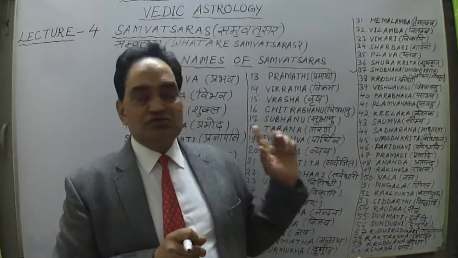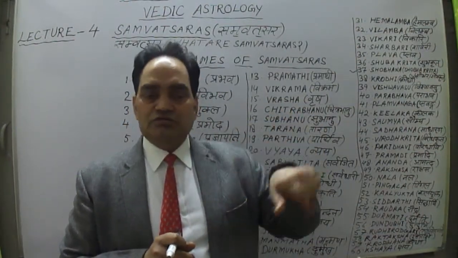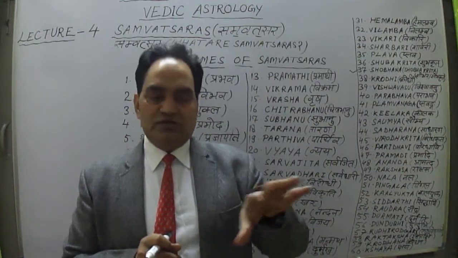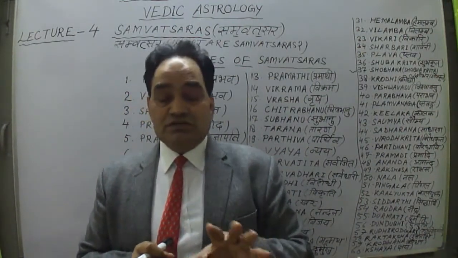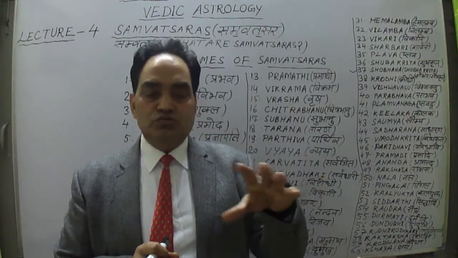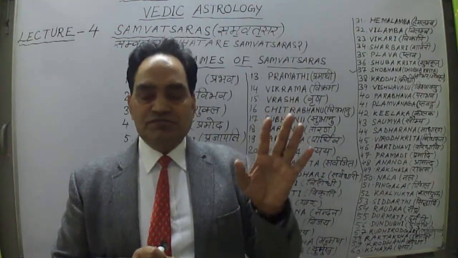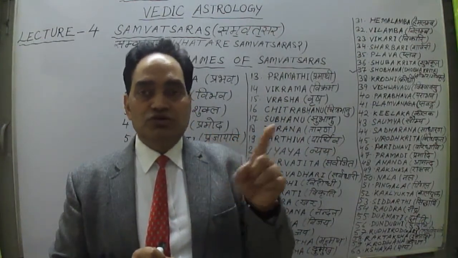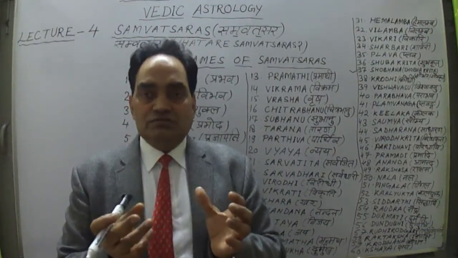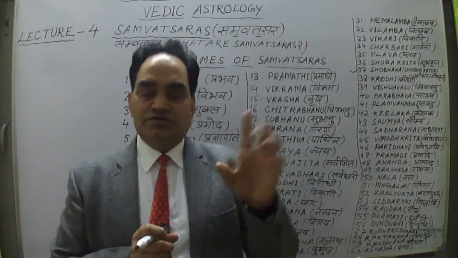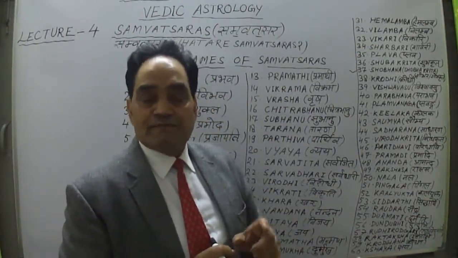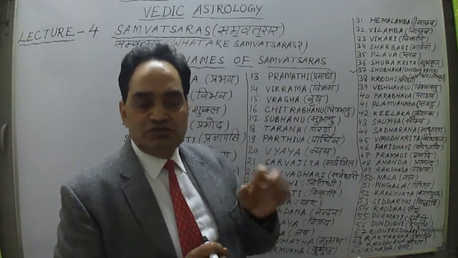Zodiac means the 12 signs of the horoscope, total 360 degrees. Saturn moves 360 degrees, so the whole horoscope, 12 signs, 12 houses are covered by Saturn in 30 years, right? 2.5 years per sign, 12 times 2.5 is 24 plus 6, 30. So 30 years are taken by Saturn to travel the whole zodiac. Zodiac means the combination of 12 signs, Aries, Taurus, Gemini, up to Pisces, the 12th sign. This is known as the zodiac. So the zodiac is crossed by Saturn in 30 years, and by Jupiter in 12 years.